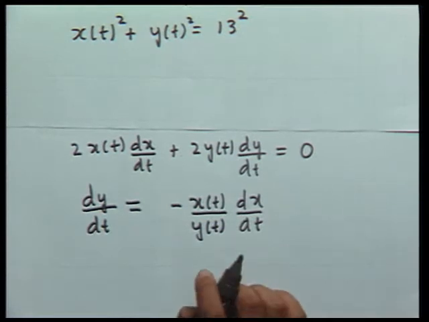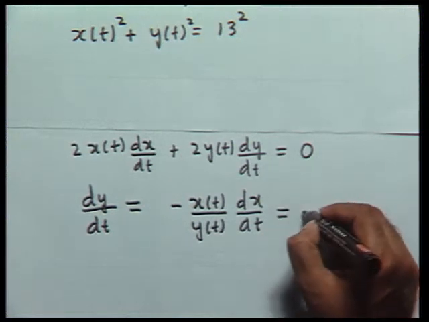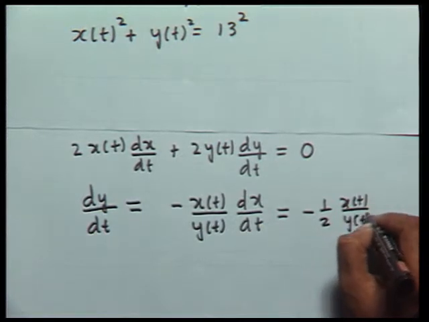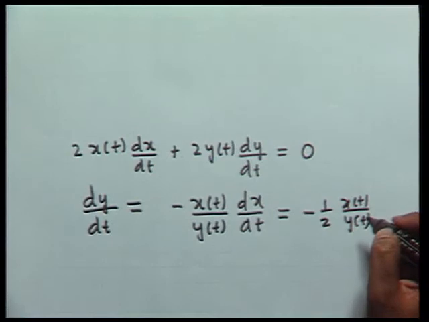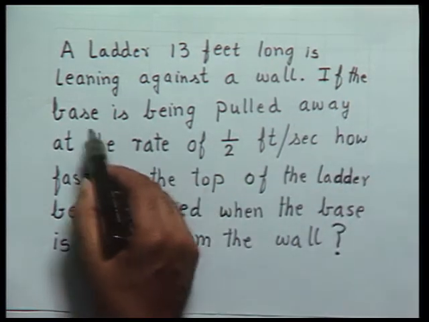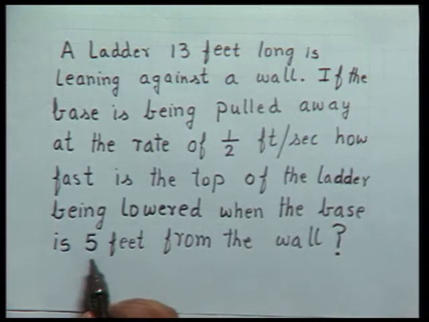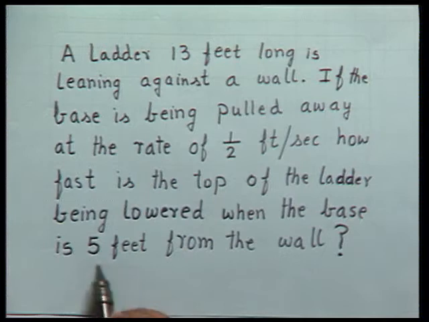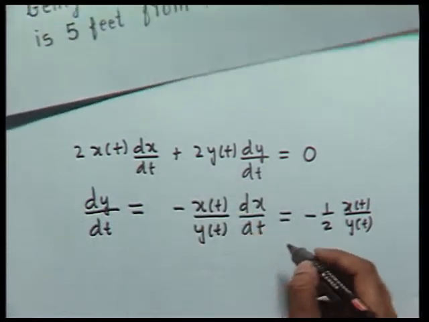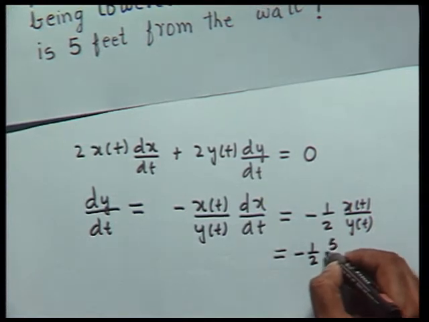Also, I know exactly what dx by dt is. So, this expression further becomes minus 1 by 2 x(t) by y(t). Let us just go back to the statement of the problem. The statement was the following. The ladder is 13 feet long. The base is being pulled away at the rate of this. How fast is the top of the ladder being lowered when the base is 5 feet from the wall? So, remember, the base is 5 feet from the wall. Therefore, this x(t) is going to be 5 feet. So, this is minus half 5 upon y(t).